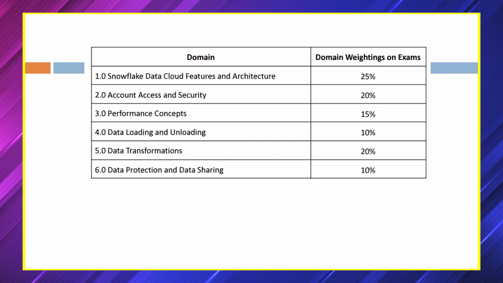Okay, so as we have already seen, the exam is broken down into different domains. Here you can see that we have 6 domains and also the domain weightage on the exam. The highest weightage has been given to Snowflake data cloud features and architecture, followed by account access and security, performance concepts, data loading and unloading, data transformation, and the least weightage has been given to data protection and data sharing. Let us look into the detailed topics which will be asked during the examination.